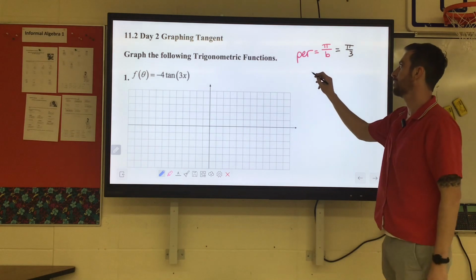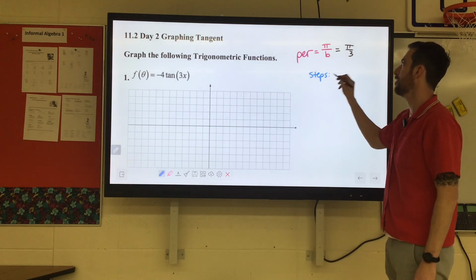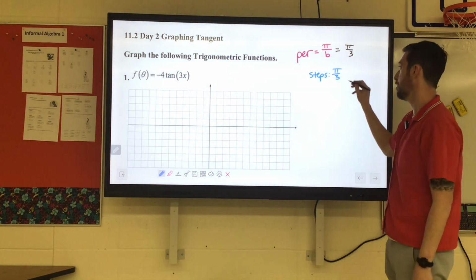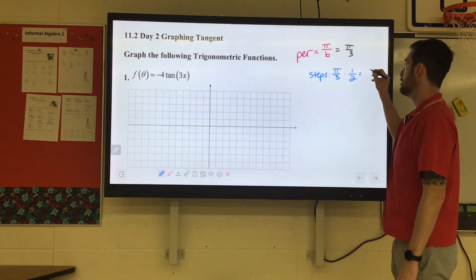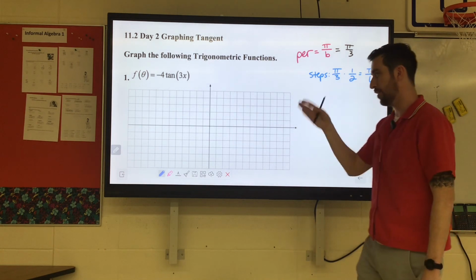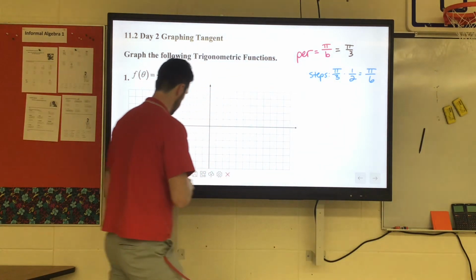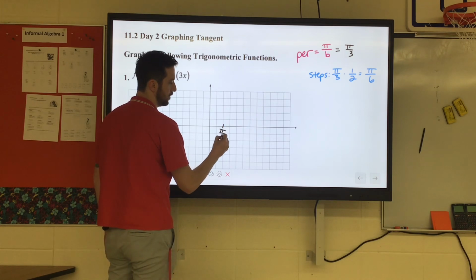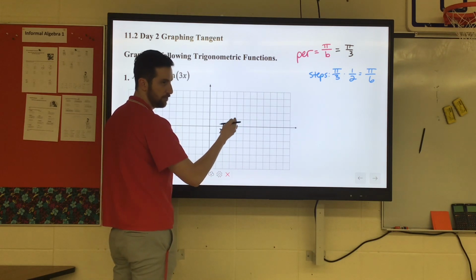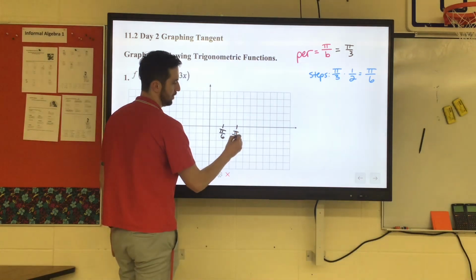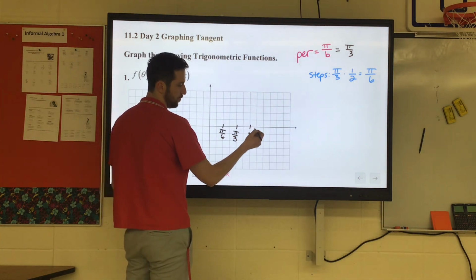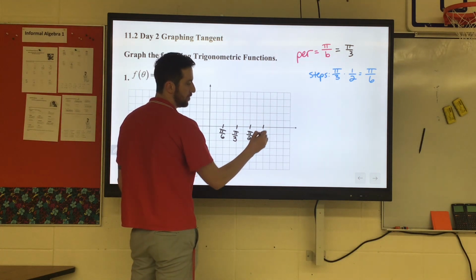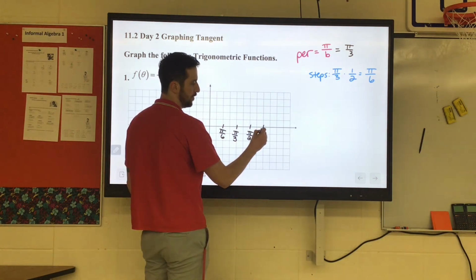So if we're calling them our steps, this is how I label my graph. We could take our full period and divide it by 2, or you can multiply by 1/2, which would give us pi over 6. So I'm going to make labels for every pi over 6. Here would be 1 pi over 6. Here would be 2 pi over 6, which would reduce to pi over 3. Here would be 3 pi over 6, which reduces to half, so pi over 2. Here would be 4 pi over 6, which reduces to 2/3, so it would be 2 pi over 3.